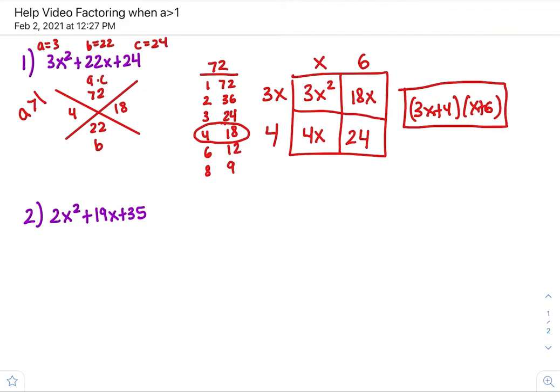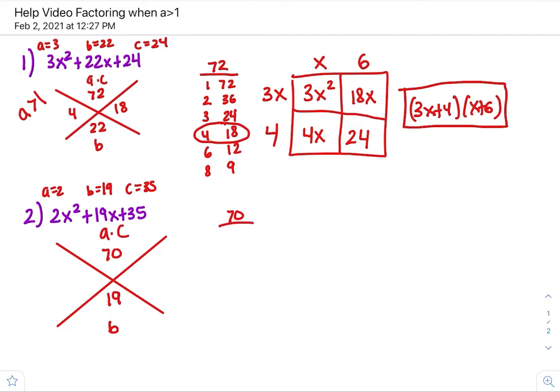Okay, number 2. So a is equal to 2, this is in standard form, b is equal to 19, and c is equal to 35. So, X method: a times c up top, b on the bottom. a times c is 2 times 35, which is 70, and b is 19. So let's make our factors list: 1 and 70, 2 and 35, 5 and 14, and 7 and 10. What two numbers multiply to 70 but when you add them give you 19? That looks to be 5 and 14.